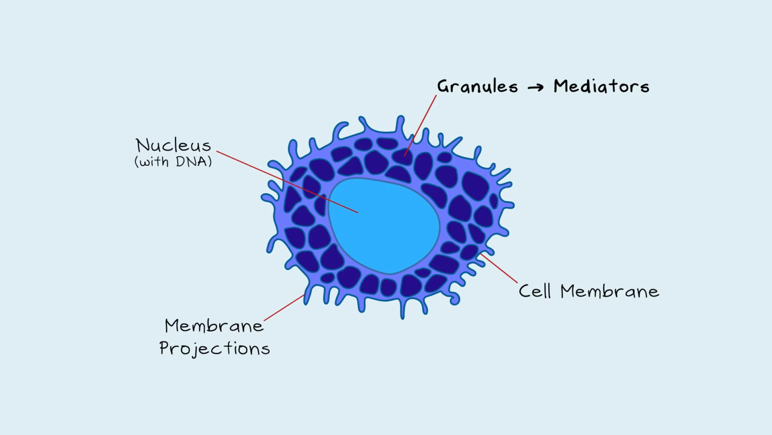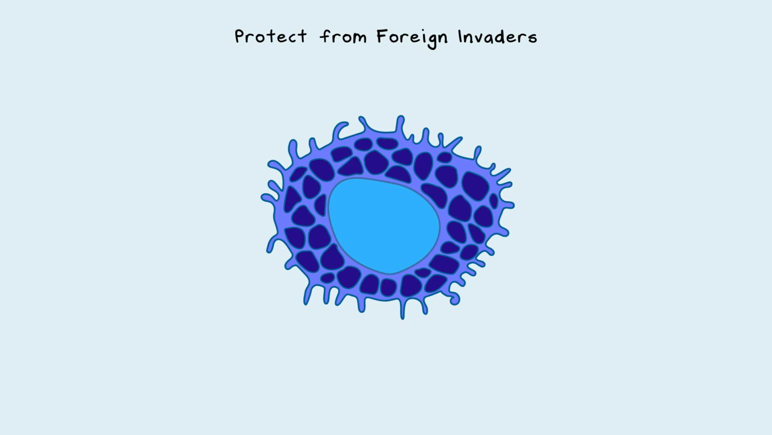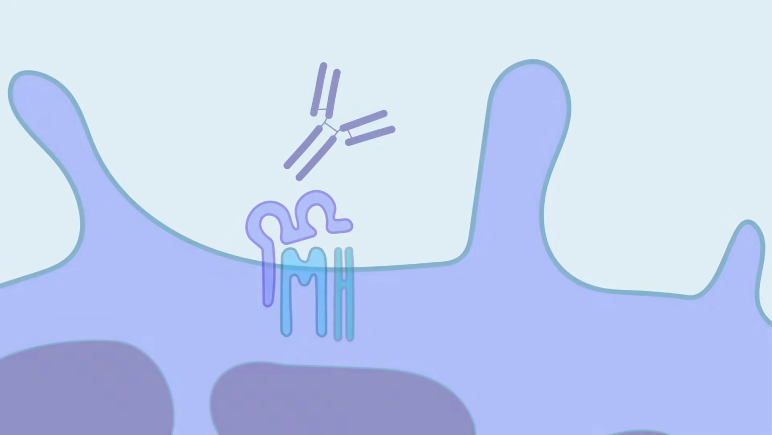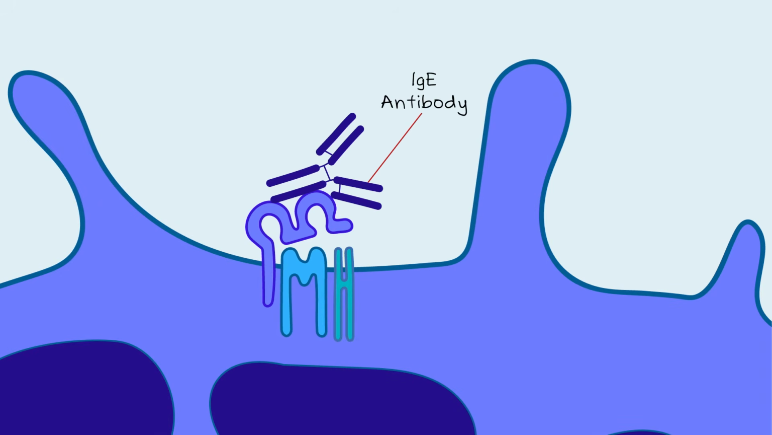One role of mast cells is to protect the body from foreign invaders. They protect the body by detecting bacteria, viruses, parasites, venom, or physical harm. This detection is via their cell surface receptors. The most well-known mast cell receptor is the IgE antibody receptor, the Fc epsilon receptor 1. These receptors only exist on mast cells and basophils.